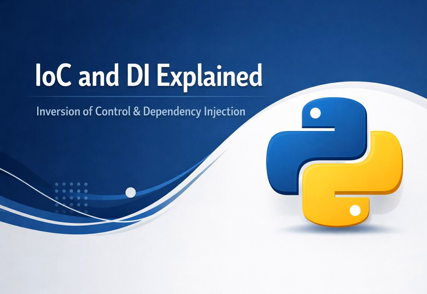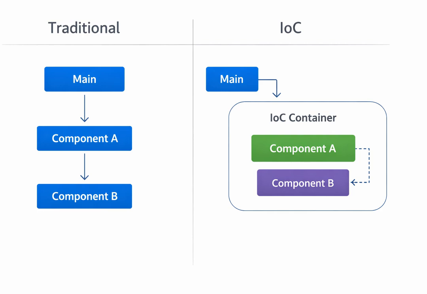Hello everyone. Today we're diving into two fundamental principles in software engineering: inversion of control, or IoC, and dependency injection, or DI. These concepts are crucial for building flexible, maintainable, and testable applications, especially in object-oriented programming. At its core, inversion of control is a design principle where the control of object creation and lifecycle management is inverted. Instead of your code creating its dependencies, a framework or container takes on this responsibility.